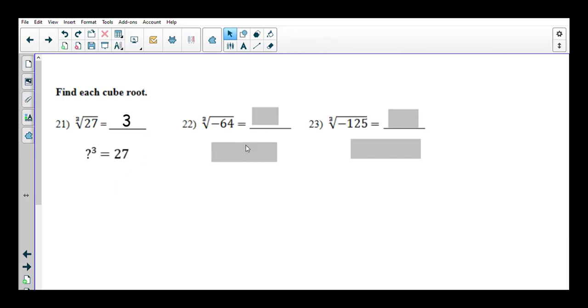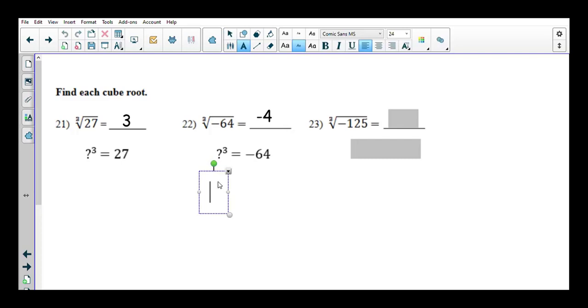Number 22, the cube root of negative 64. So I'm trying to figure out what number multiplied by itself 3 times gets us negative 64. Well, let's ignore the negative for the moment. I know 3 times 3 times 3 is 27, so I know it has to be bigger than 3. So what about 4? 4 times 4 is 16, 16 times 4 is 64. It means that my answer is 4, but it has to be negative 4. And it's okay for it to be negative here, because negative 4 times negative 4 times negative 4 is going to give me a negative answer, negative 64.